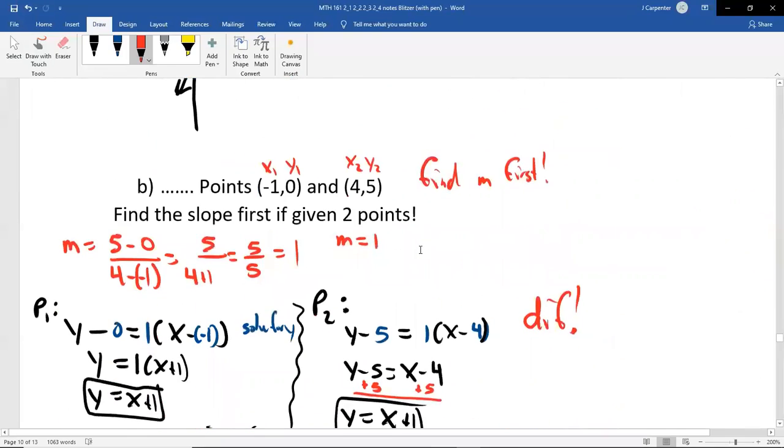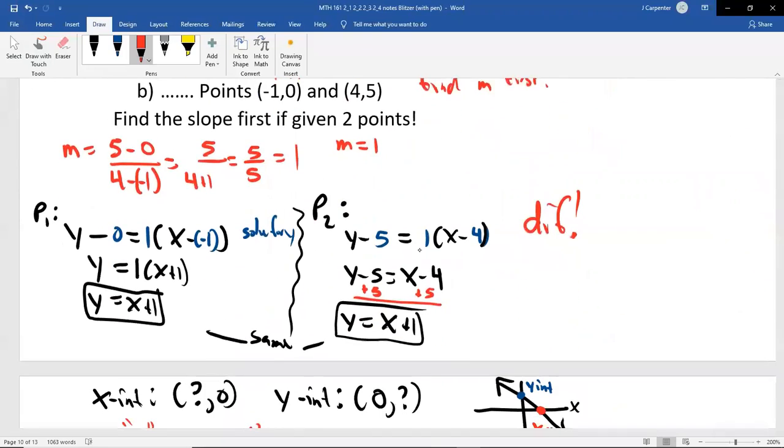Or for this one, when we were in y equals x plus 1, that says that the m is 1 because there's no number written in front of the x, so it's a 1. That's consistent with what we found, so that's good. And then this is a plus 1 here, so the b is positive 1. Thus, the y-intercept is (0, 1).